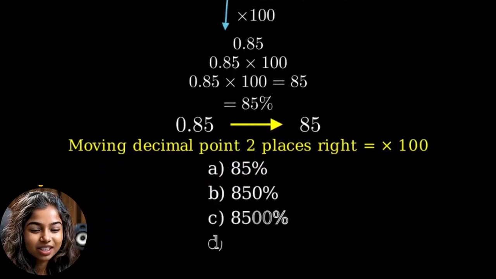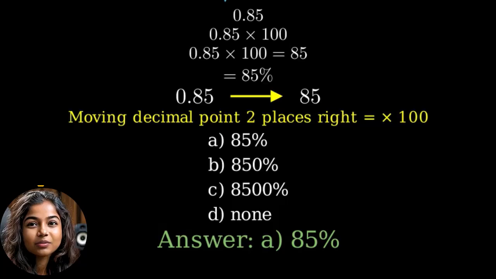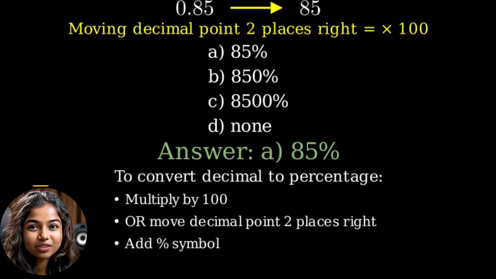A, 85%, B, 850%, C, 8,500%, D, none of the above. The correct answer is A, 85%. This is because 0.85 times 100 equals 85. Remember, to convert a decimal to a percentage, we multiply by 100.